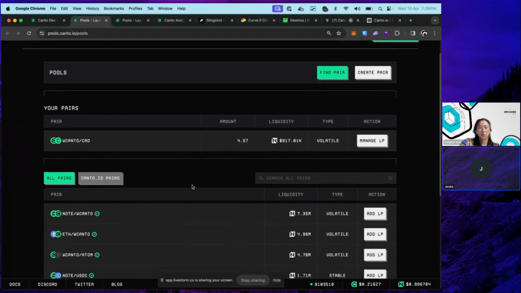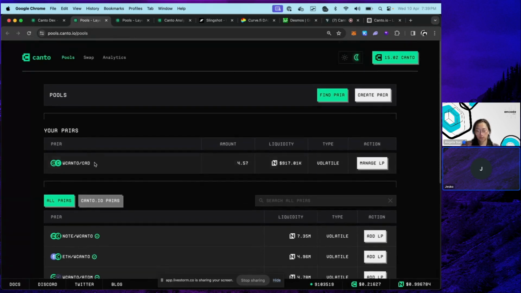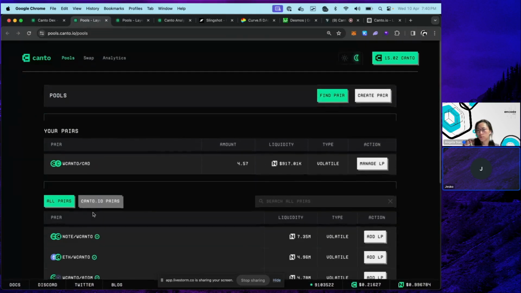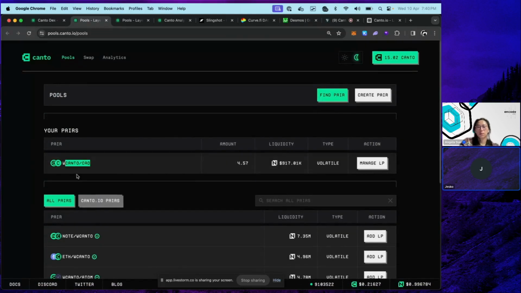First we can see that it lists your pairs. Essentially, your pairs are the pairs I've provided liquidity in. And here we can see that there is a WCanto Cadence pair. Here we can see that it not only supports these five, which are official Canto verified pairs, but we also support any sort of pair related to an ERC20 token, right? One example is Cadence. Cadence, as you guys know, is very popular in the Canto ecosystem, and they're also going to hold a workshop with respect to their perpetuals platform.